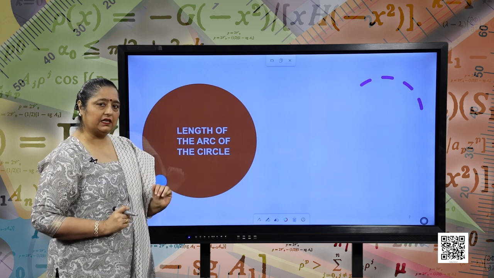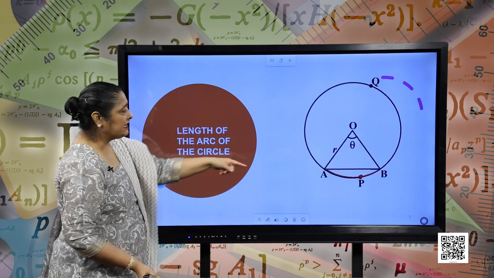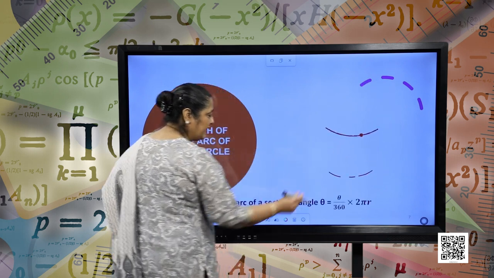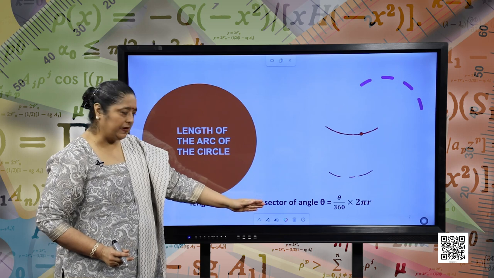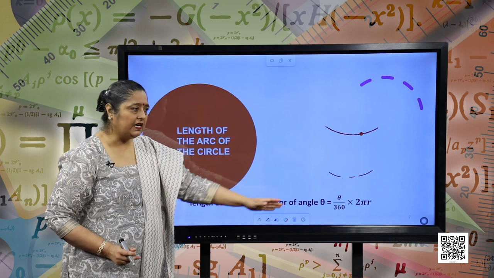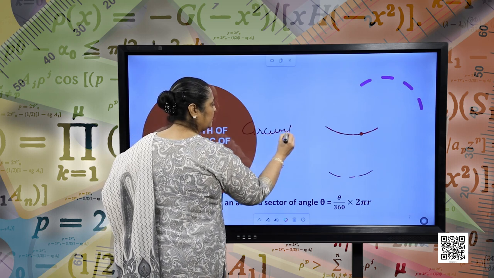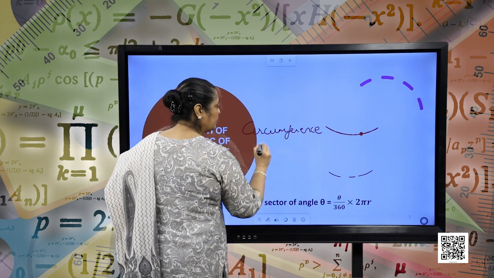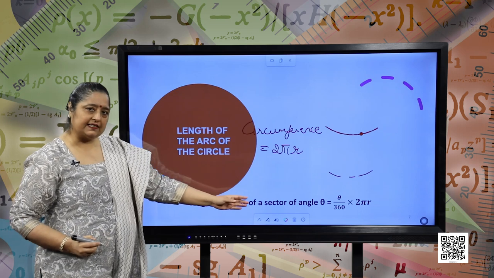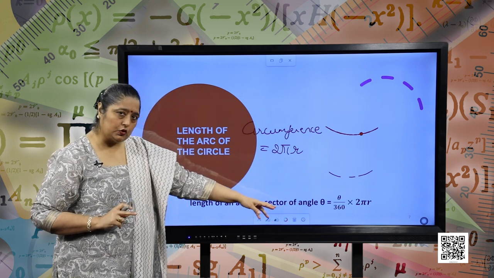The length of the arc of the circle. Now, let us find what is the length of the arc. This is the circle and this is the length of the arc. Then, this length will be given by theta divided by 360 into 2 pi r. What is 2 pi r? 2 pi r is the circumference of the circle. So, the length of the arc of the sector is theta, that is the angle of the sector, divided by 360 into 2 pi r.